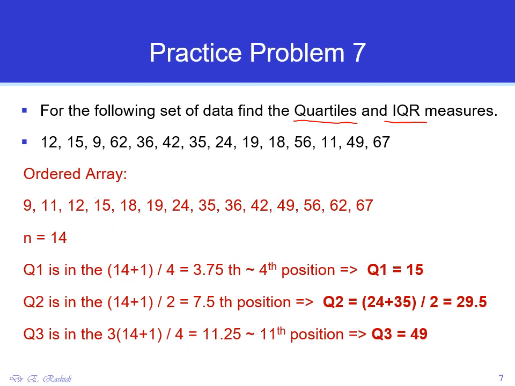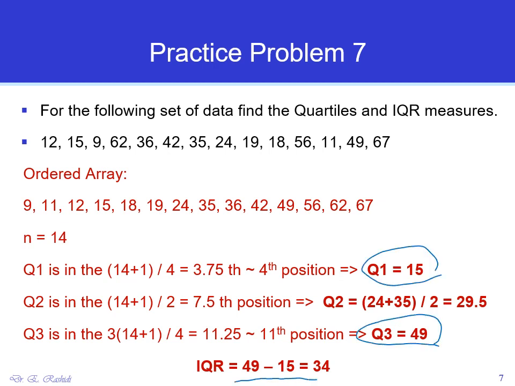Now let's find the IQR. So IQR is the third quartile minus the first quartile. The third quartile is 49, the first quartile is 15. 49 minus 15 is 34. So IQR is 34 here. Okay.